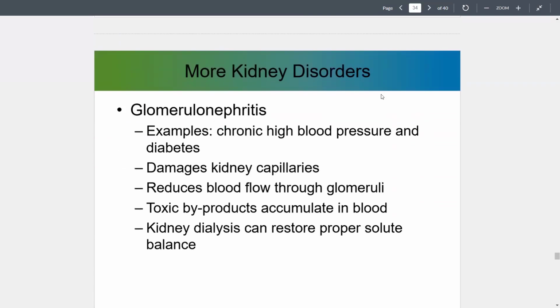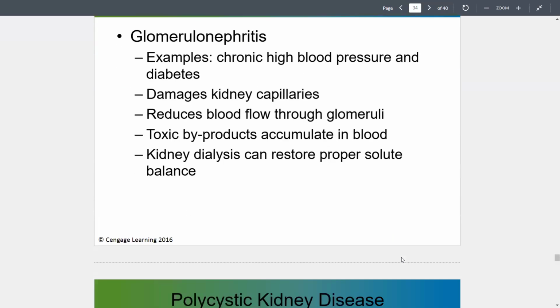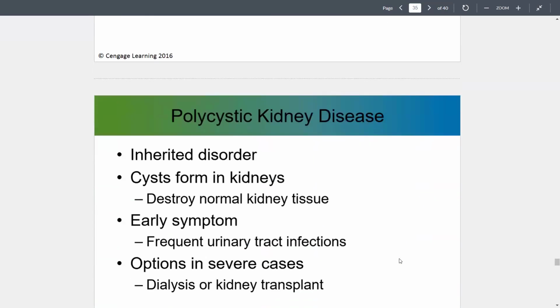You can also have glomerulonephritis, which is where those nephrons are damaged and swollen. It could be from chronic high blood pressure. So you're blasting those glomeruli with high pressure blood. That's bad. It's going to rip them up. It's going to rip up the Bowman's capsule. Diabetes can also cause problems. So that's why they're looking at your urine. You can tell a lot about what's wrong in your body from your urine.